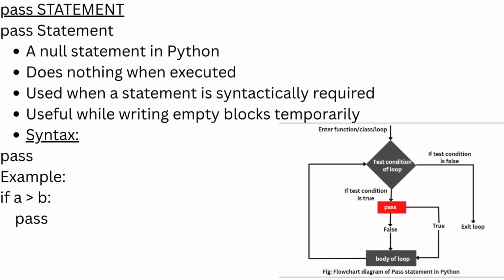The pass statement is a null statement in Python, which means it does nothing. Python requires a statement after if, for, or while, and pass is used when we do not want to write any code yet. In this example, the condition is checked, but no action is taken even if the condition is true. The pass statement is useful during program development, especially when we want to write the structure of a program first and add logic later.